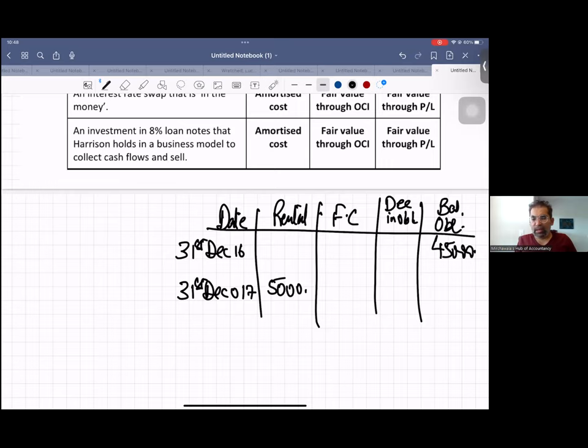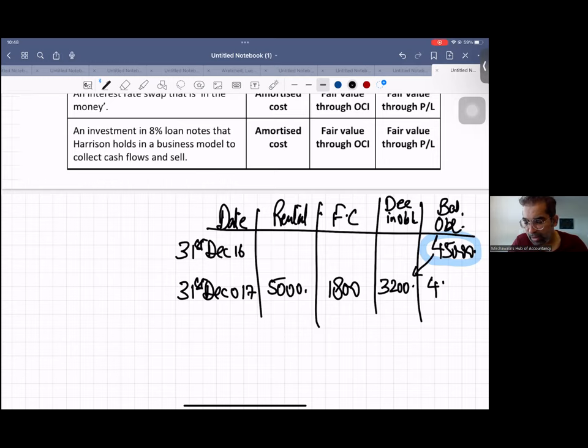Now, can you tell me what is the interest expense for this year? The complete last year outstanding loan was 45,000, and 45,000 times 4% is 1,800. So this is interest, 1,800. Out of this 5,000, 1,800 is the interest. So 3,200 is your decrease in obligation. Now, can you take the difference between these two? 45,000 minus 3,200 will give you 41,800.